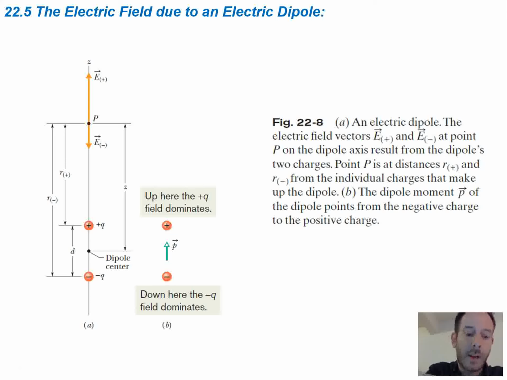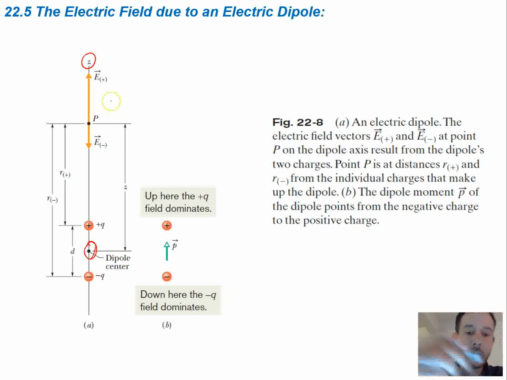You're going to have a point P, which is some r plus distance away from the positive charge and some r minus distance away from the negative charge. But if you take a point right in the middle of the dipole, right there, it's going to be some z distance away. So we'll just use this axis as our z-axis, as you can see right here. And there's going to be some point P located at the z-axis.